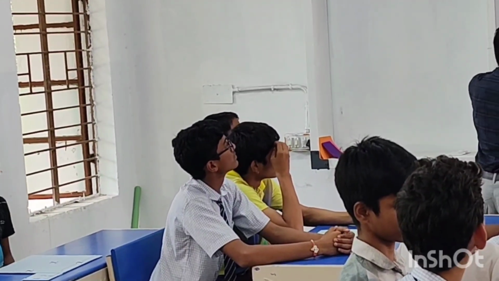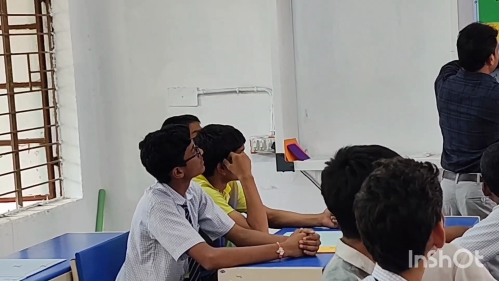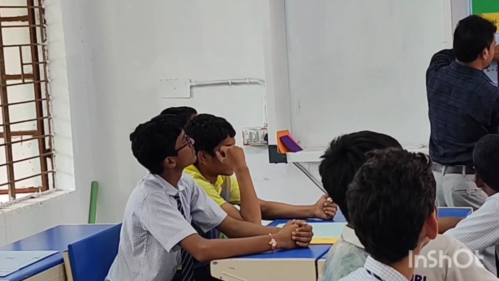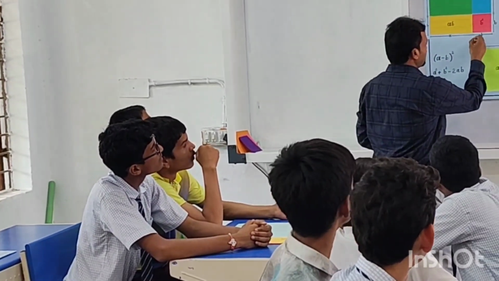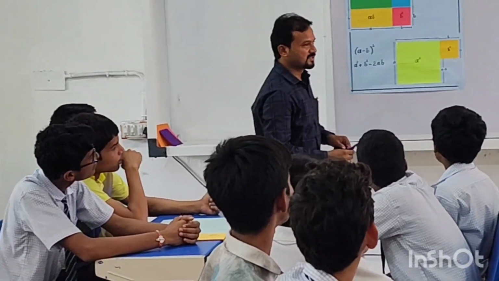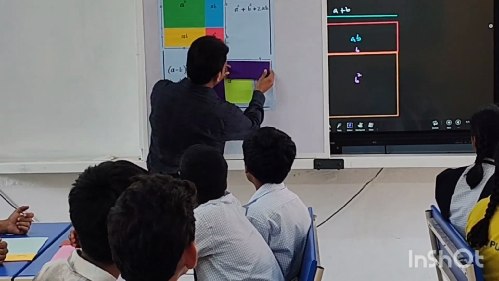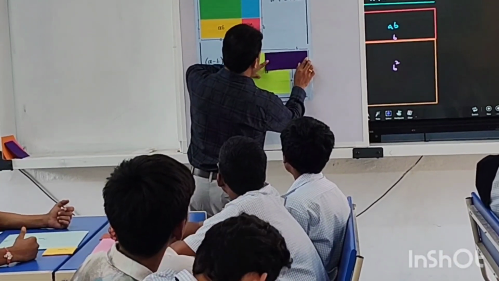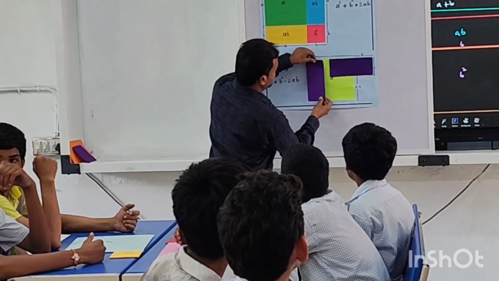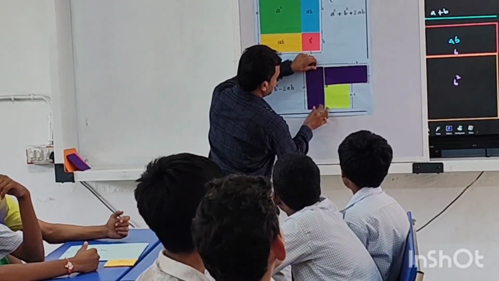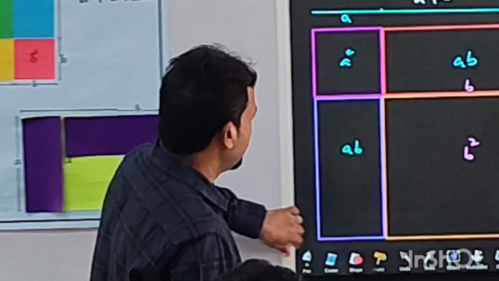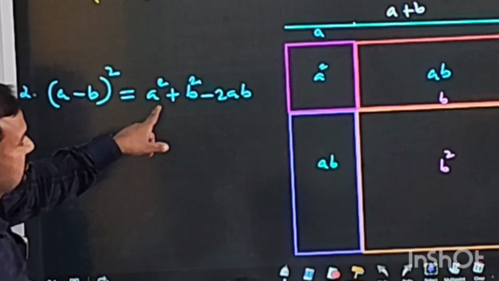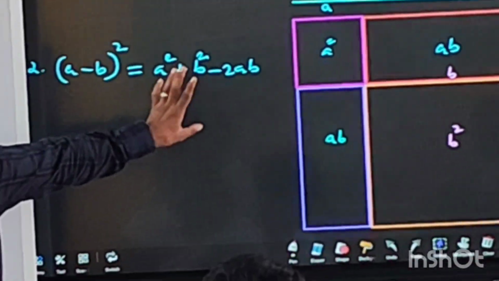See, again you can see. What was there first in the beginning? It is a square plus b square. And we subtracted what? 2ab. So we got a minus b also. (a minus b) whole square. That's why (a minus b) whole square is equal to a square plus b square minus 2ab.